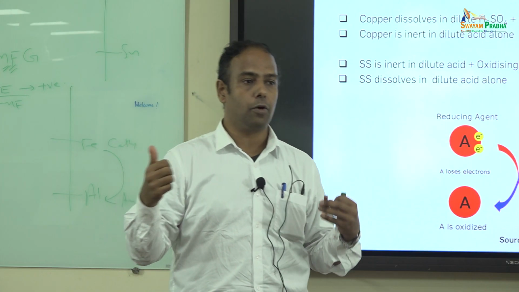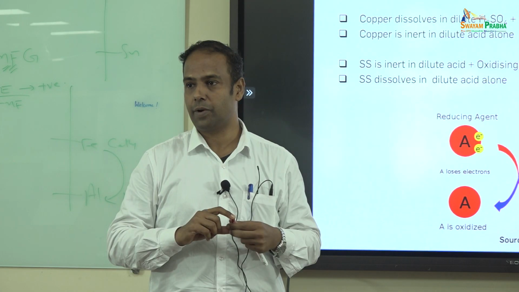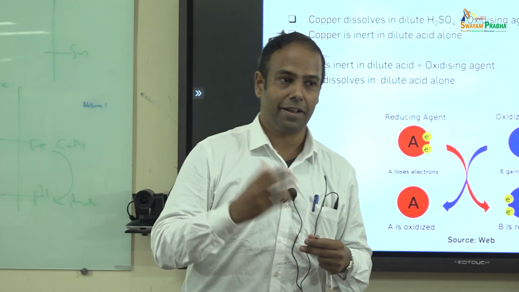Can you tell me one localized form of corrosion which comes to your mind immediately? Pitting corrosion. Why is it a localized corrosion? Okay, I will give you an example.